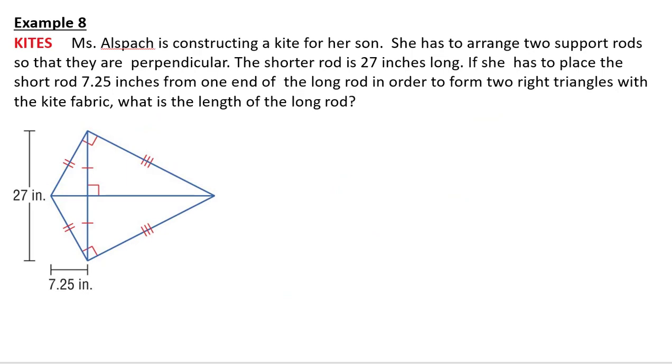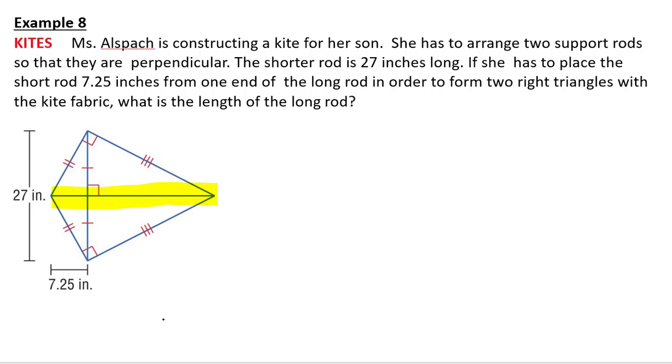Okay, example 8. Mrs. Alspatch is constructing a kite for her son. She has to arrange 2 support rods so that they are perpendicular. The shorter rod is 27 inches long. If she has to place the short rod 7.25 inches from one end of the long rod in order to form 2 right triangles with the kite fabric, what is the length of the long rod? That's a fancy way of saying, what's the length of this?